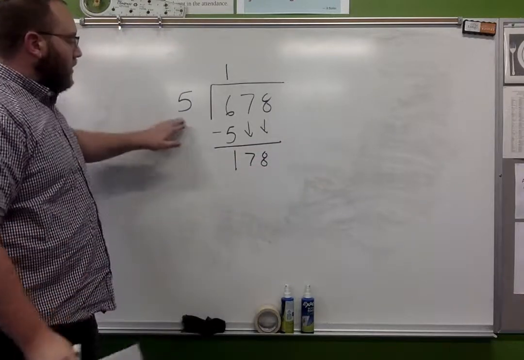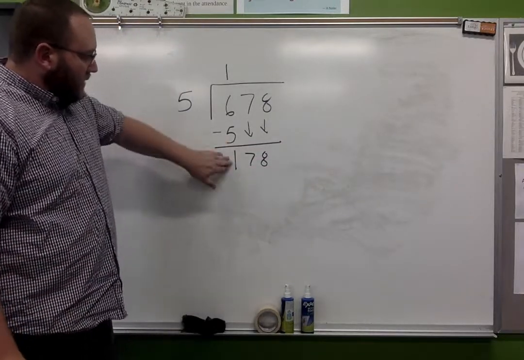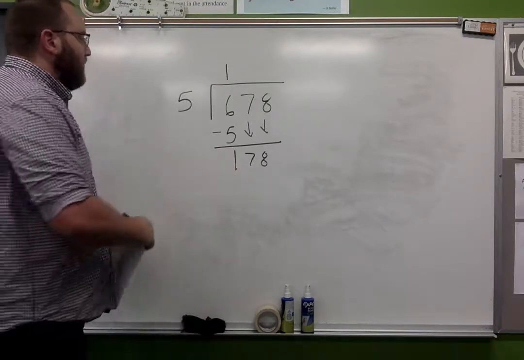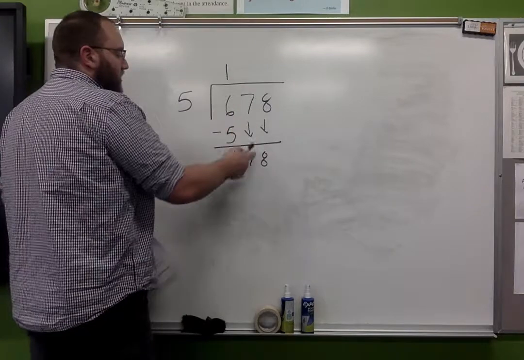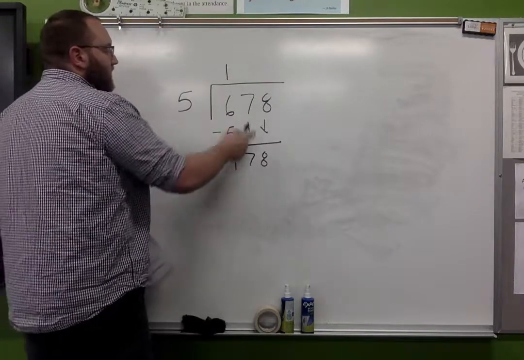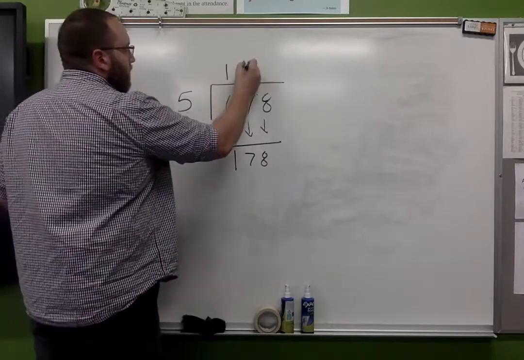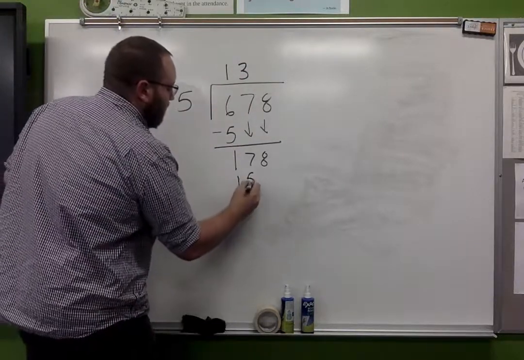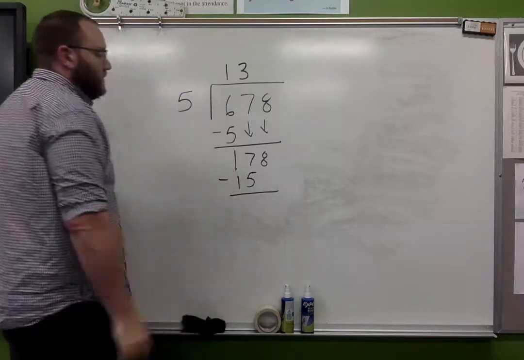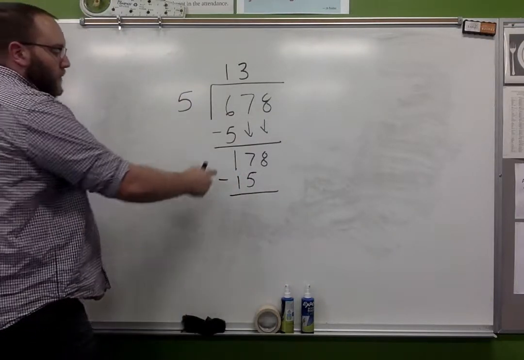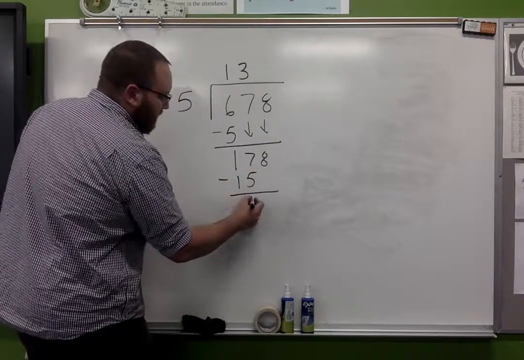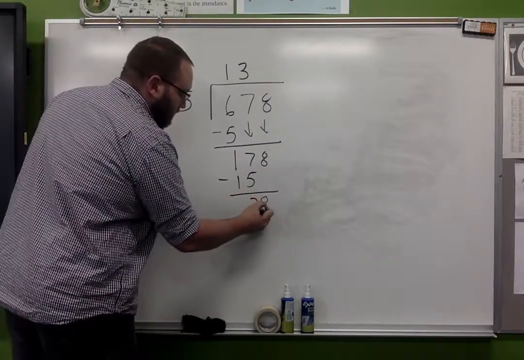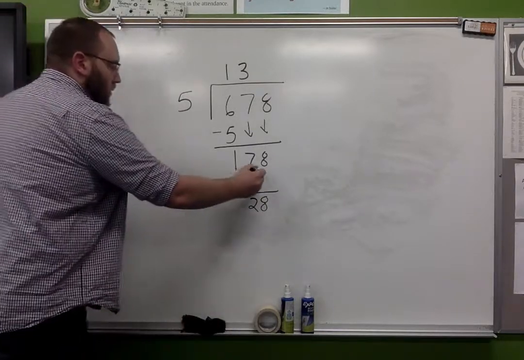Now we just did the hundreds column. We're going to do the hundreds and the tens. We're going to look at 17. So 5 times what gives me closest to 17? Or 5 goes into 17 how many times? 3. 5 times 3 is 15, and we subtract. 1 minus 1 is 0, 7 minus 5 is 2, or you can say 17 minus 15 is 2. And then bring down our last number.